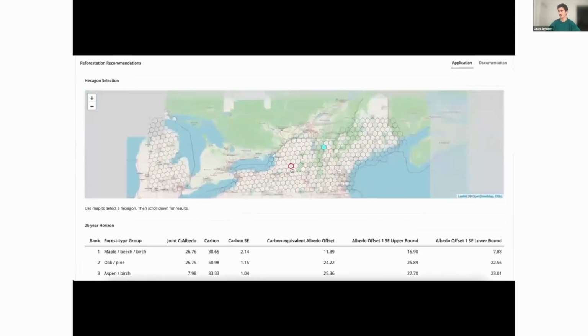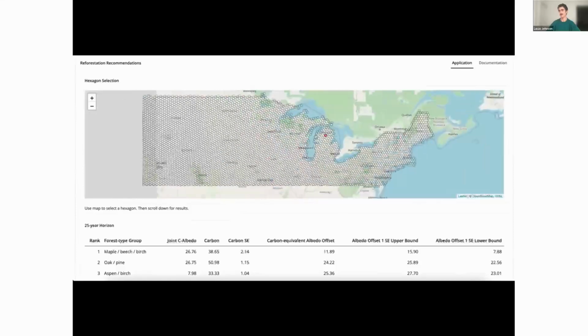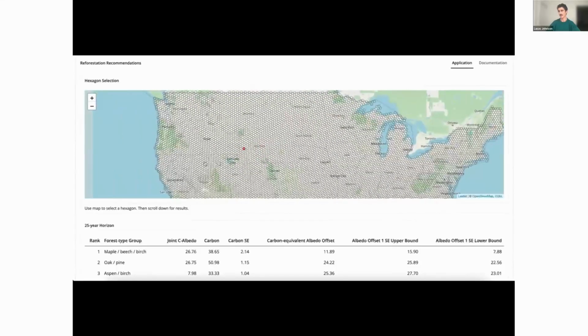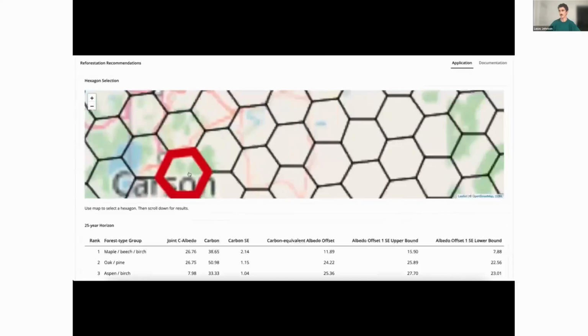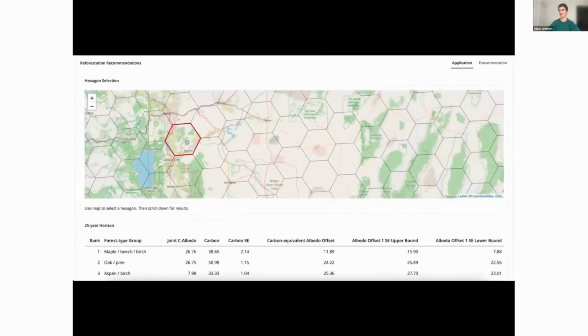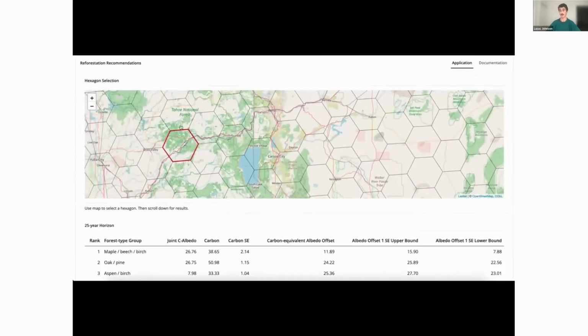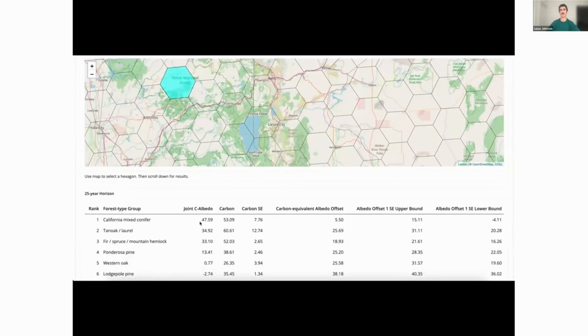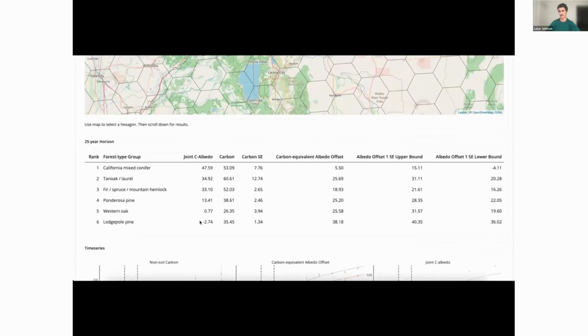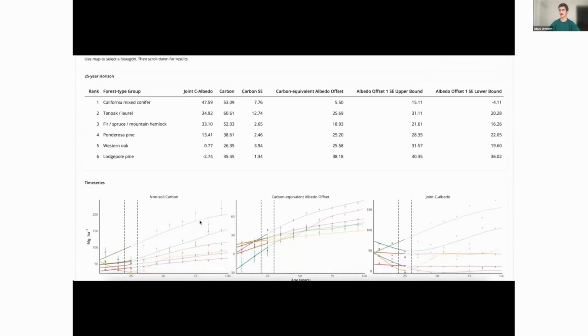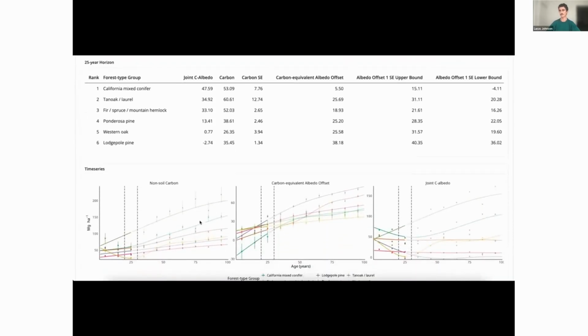So, one more example, so you really believe me: panning across the United States and zooming in to Northern California and the Lake Tahoe area, selecting a hexagon in the Tahoe National Forest. And we now get a different set of results. California mixed conifer is recommended as the joint carbon albedo optimal forest type group here.